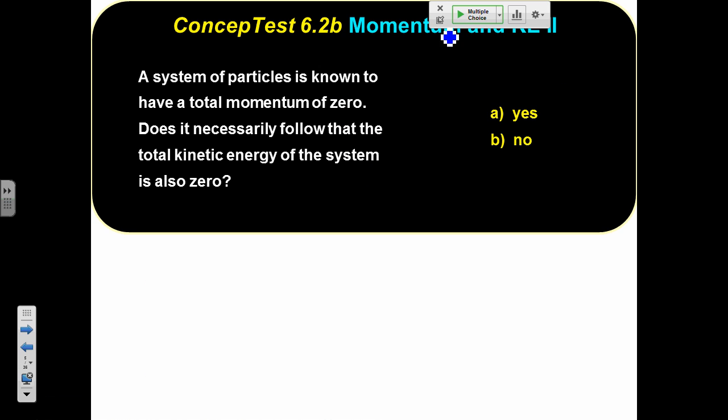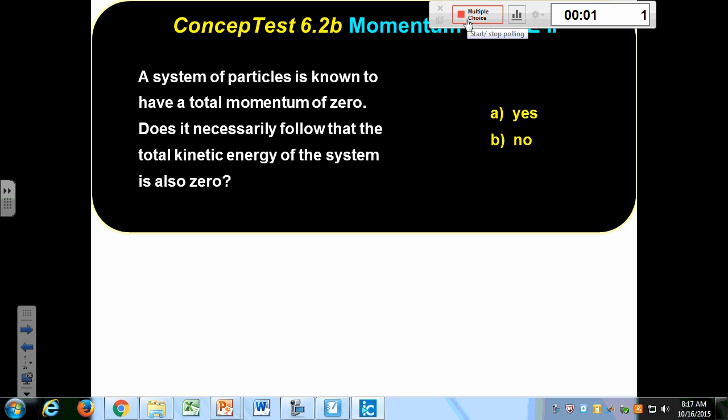How about if their momentum is 0, does that mean that the kinetic energy has to be 0? Does it follow that the kinetic energy has to be 0 if the momentum is 0 of a system of particles?